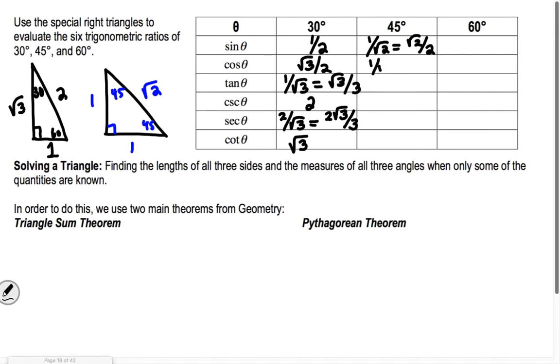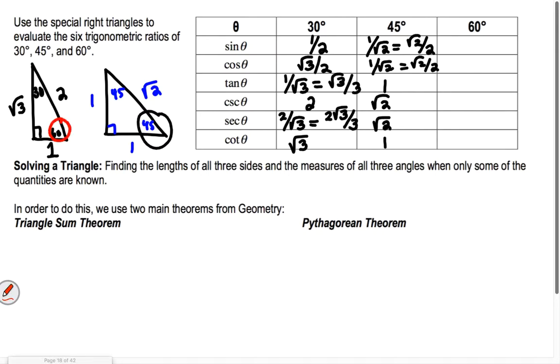Cosine is also 1 over root 2. It doesn't matter which 45 you're picking. Let's say we pick that one. Opposite over hypotenuse and adjacent over hypotenuse are both 1 over root 2, so it's root 2 over 2. So what's tangent? 1. It's 1 over 1, right? Which is 1. Cosecant is the reciprocal of 1 over root 2, so root 2. Secant is also root 2. And cotangent is 1. All right, now for the 60s.